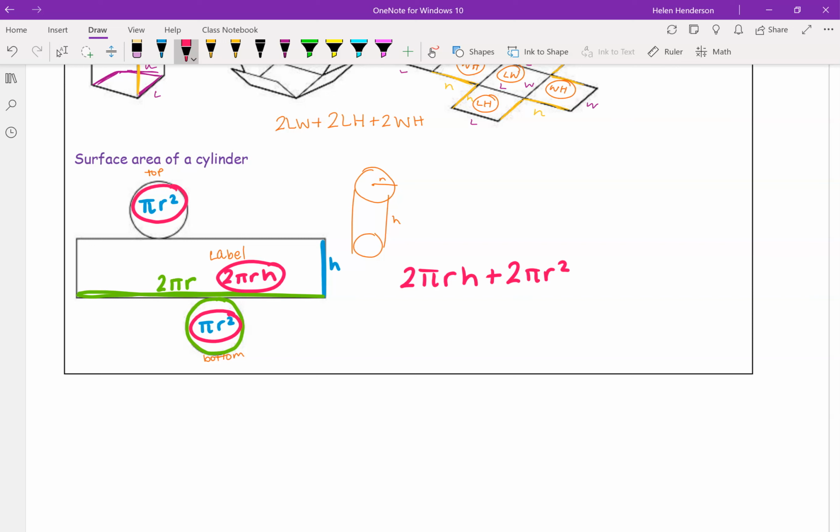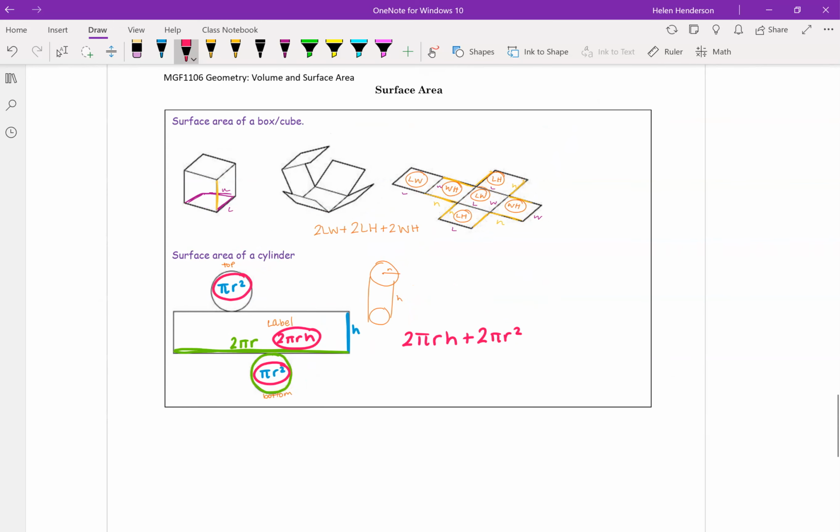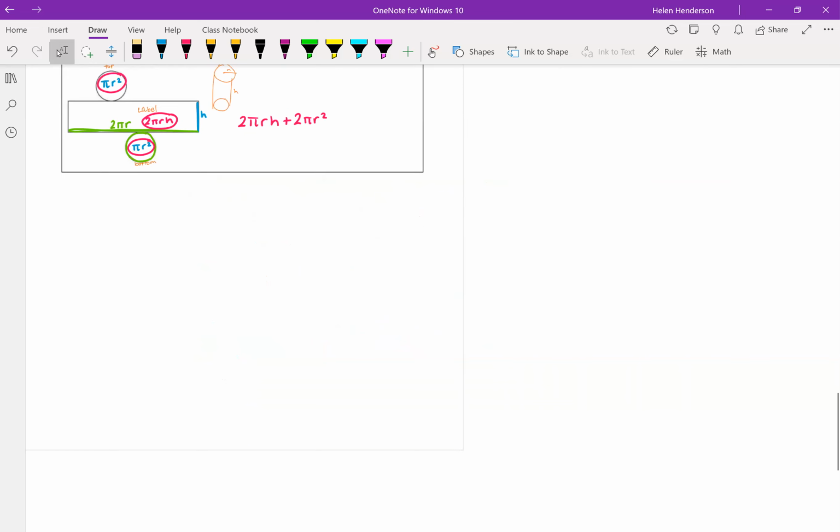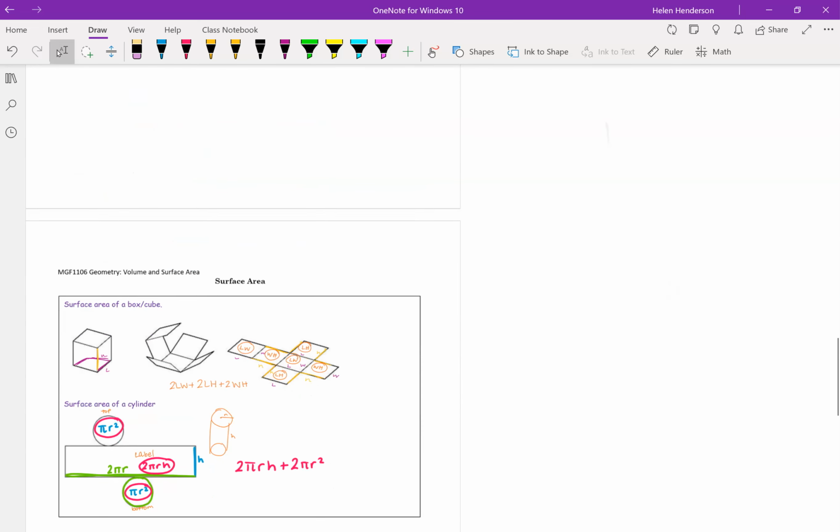And if you look back in the notes, that's the formula for the surface area of a cylinder. Those are the only two that I feel like are pretty intuitive. The rest are a little iffy on intuitiveness. And this is the end of the geometry chapter.